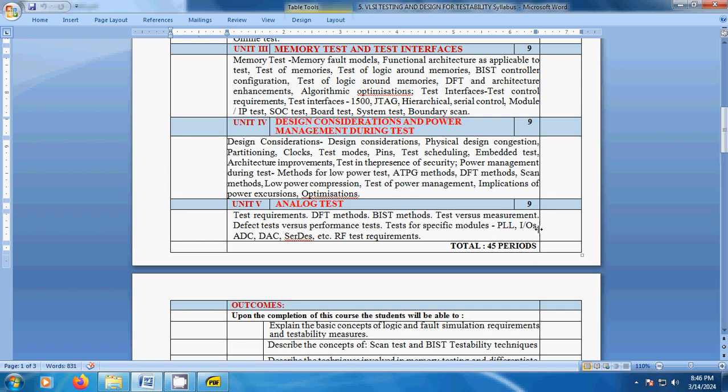Tests for specific modules such as PLL, phase lock loops, IOs, and more importantly ADC and DAC. As you already know, ADC and DAC refer to analog to digital converters and digital to analog converters, which are an integral part of an IC that deals with analog signals. And at last there are RF test requirements, which deal with the high frequency, that is the frequency response part of the analog ICs.